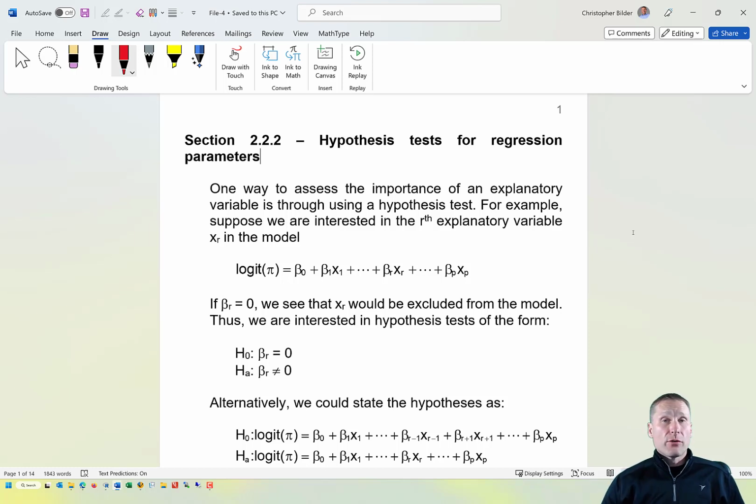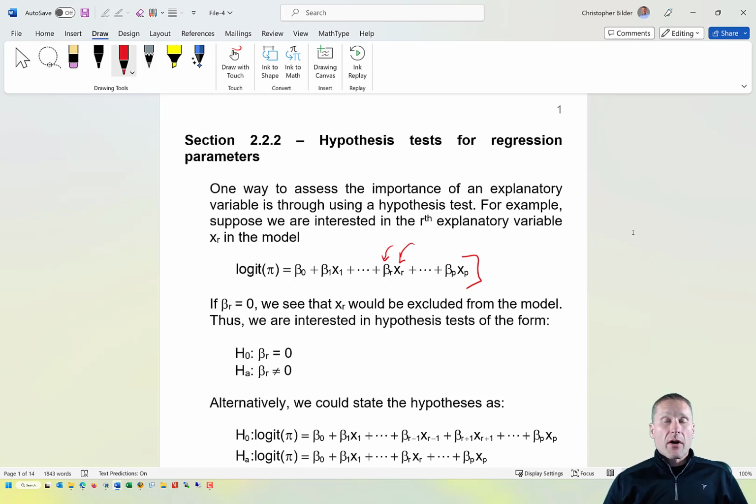When we have a logistic regression model, we're often very interested in the effect that a particular explanatory variable has on the probability of success. And so with this particular logistic regression model here, let's say that we're interested in the explanatory variable denoted as x of r. To understand the effect that x of r has on the probability of success, we're going to focus on beta sub r.